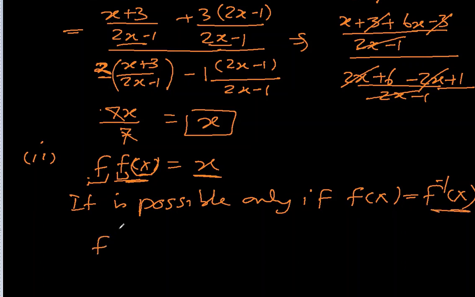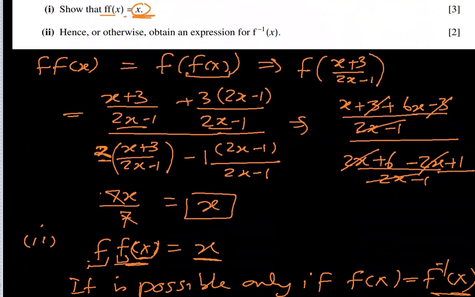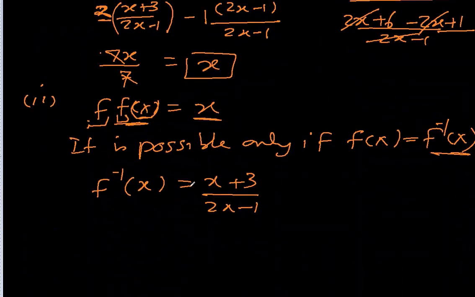That means the inverse of the function is itself. So what is the function itself? It was (x plus 3) over (2x minus 1), and that is the inverse. There are other detailed methods also, but since it is worth just how many marks? 2 marks. This is a straightforward relationship you can show.